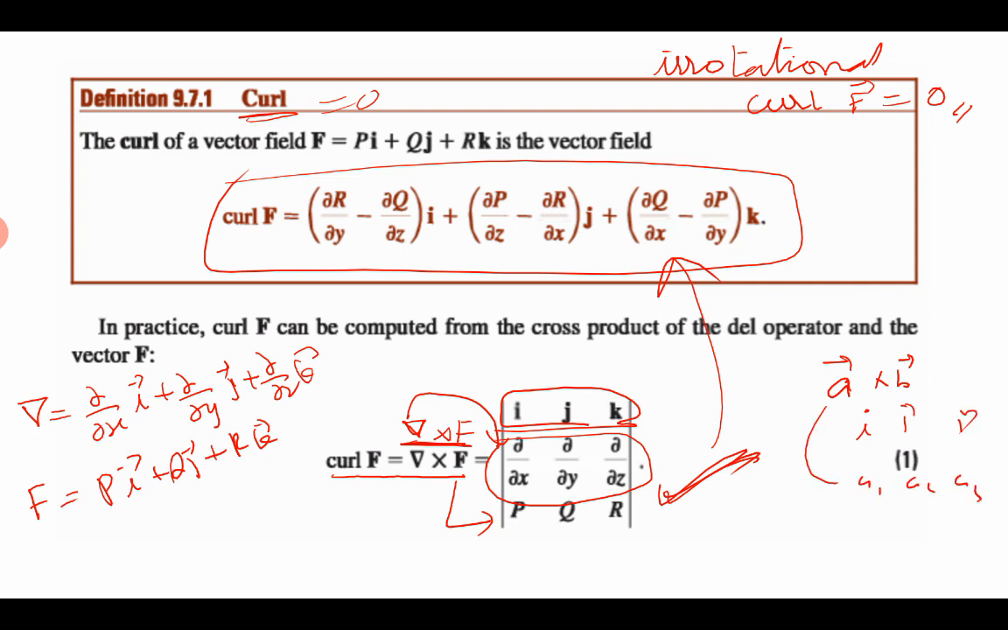a1, a2, a3. Third row will be the components of b: b1, b2, b3. The matrix determinant should have been known to you, right? And this will result in this one. This is the way. If you find the determinant of the matrix, that will give you the vector curl.